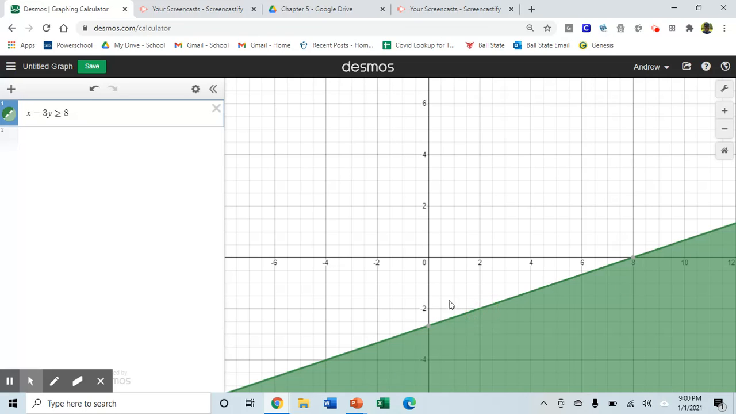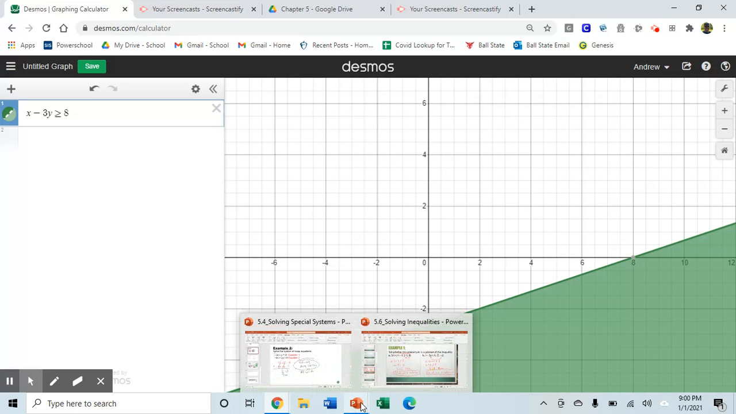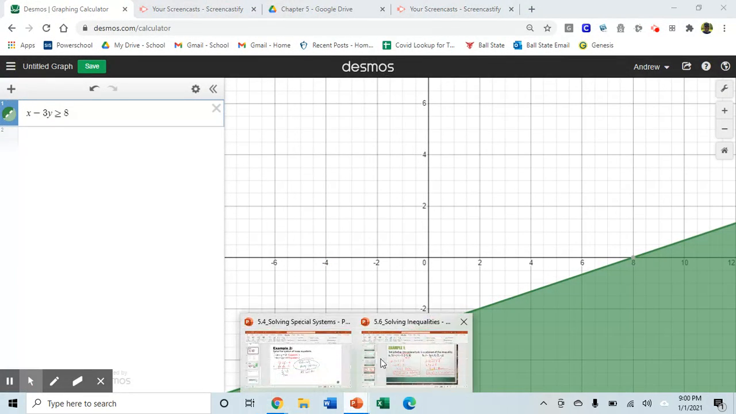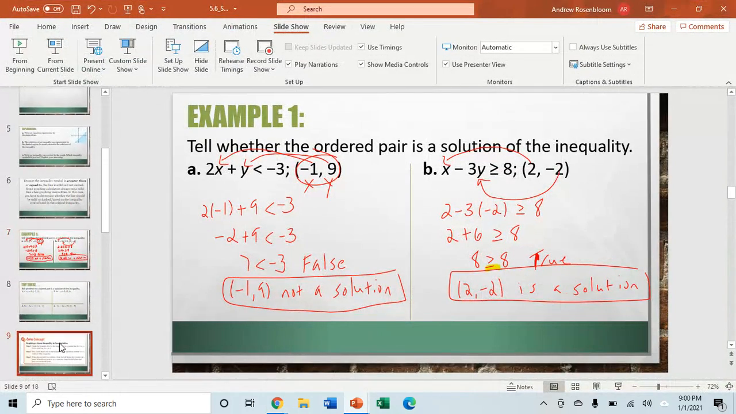Notice that this was a solid line, my other graph was a dotted line. We're going to talk about how we know both of those things as well. Okay, so you can use the graphs to help you. Let's head back to the notes.